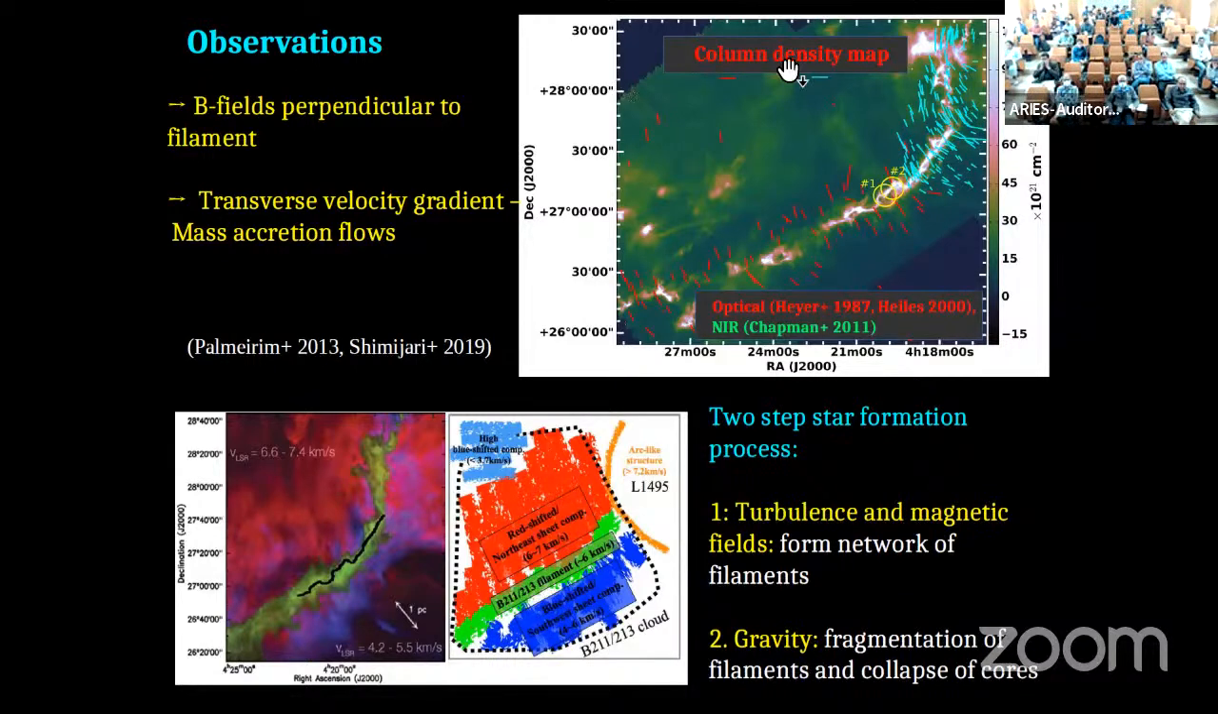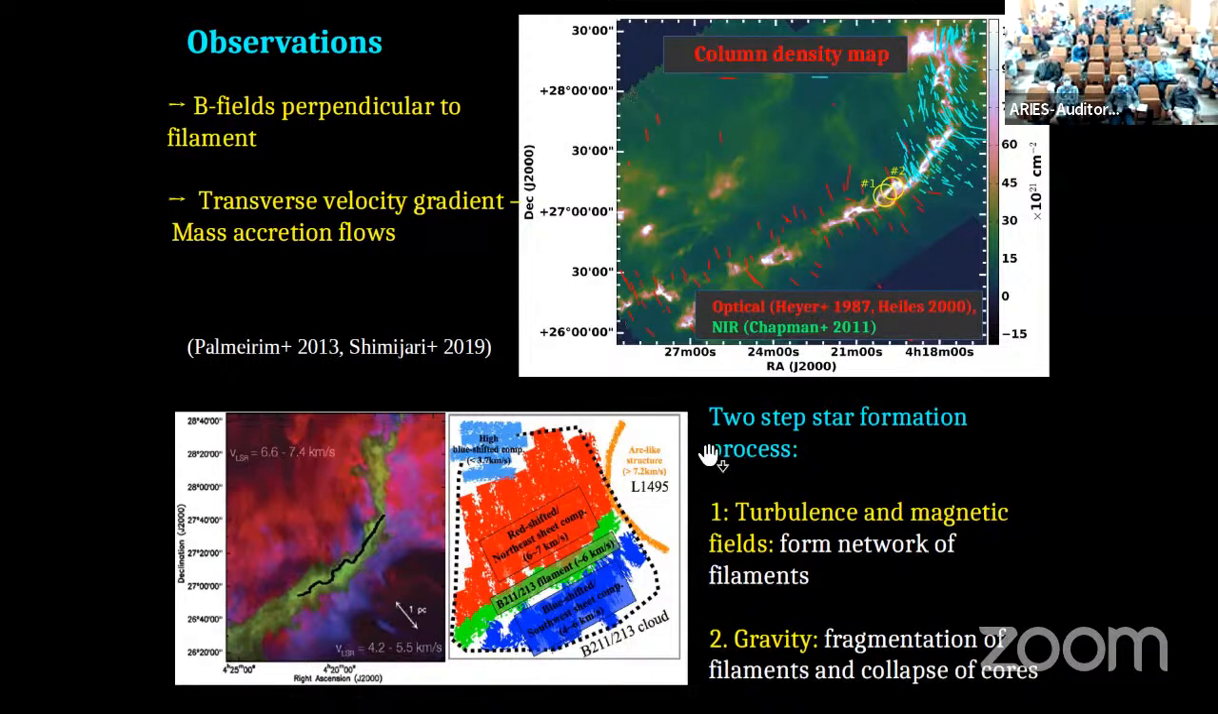But is there any other factor that can support these material flows? Yes, you can see the magnetic field orientation. These cyan vectors are from NIR polarimetry, and the red segments are from optical polarimetry. You can see that the elongated filamentary structure is preferentially oriented in the perpendicular direction to the overall magnetic field structure. So these two diagrams indicate that the magnetic field essentially can support the material flows from large scale to small scales. They act like a kind of tubes.